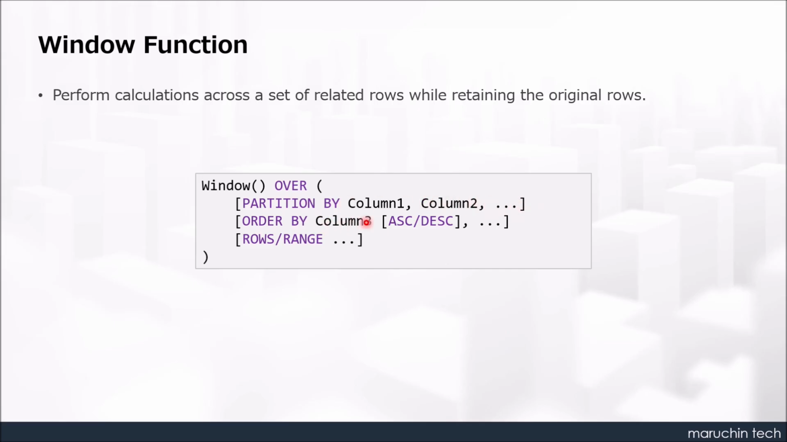Order by sorts the rows within that window. This sorting allows us to assign a rank or order. You can specify ascending or descending order. We will use window functions to assign an order to the fluctuating prices.